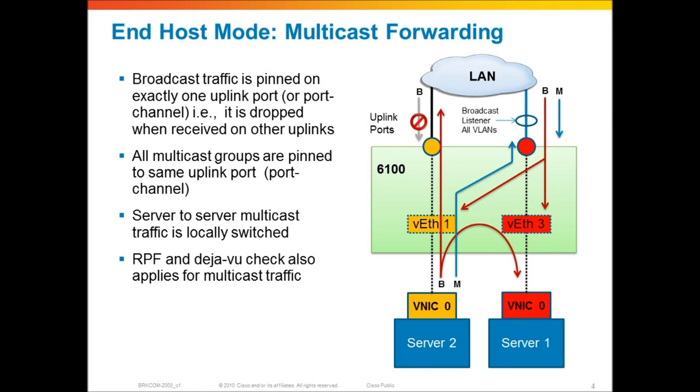So when server 2 sends a broadcast message, that will be forwarded out of its pinned uplink. Now the upstream LAN is going to receive that broadcast and is going to forward it on all ports on that same VLAN, which means it's going to forward that same broadcast message from server 2 back down to this red uplink. But the deja vu check is going to apply there. The 6100 is going to see, hey, this is a broadcast packet from server 2 that I'm receiving here, so that needs to be dropped, and it will drop that right on the port. That's the deja vu check.